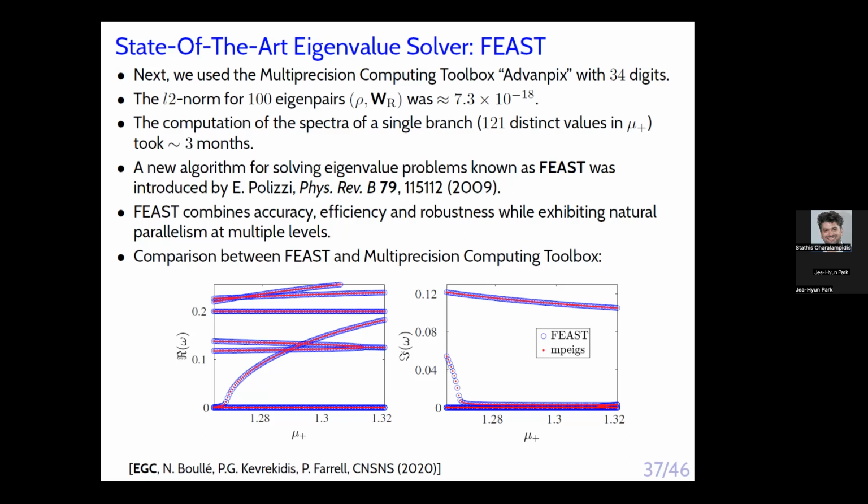But when I was at UMass Amherst, I was quite fortunate to know Eric Polizzi. He is in the electrical engineering department at UMass Amherst.